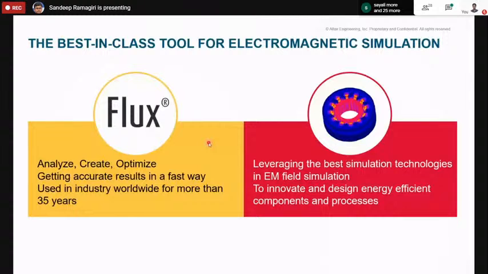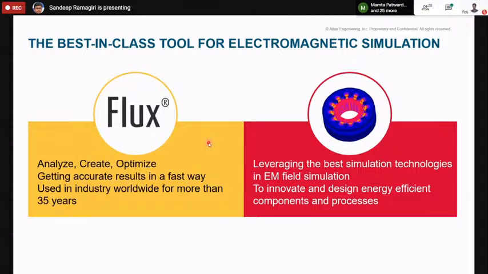And I basically come from an electromagnetics background, and that too electrical background, and my expertise is in the low frequency electromagnetic tool. And in fact, a motor is also an electromechanical component. And we use Flux, which is a general purpose finite element based electromagnetic and thermal simulation technology, to design the motors. And it has been in the market for 35 years, and it helps the engineer to innovate and design an energy efficient component.